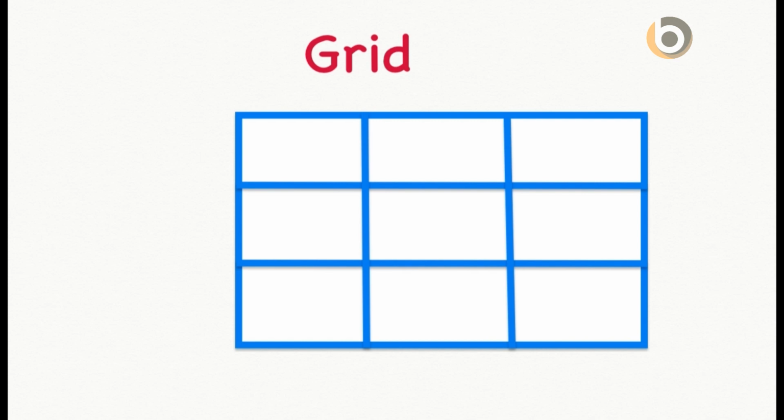and one of the tools is Grid. Grid is a geometry management tool in which we arrange our widgets in the form of a grid or a matrix. This grid has rows and columns.